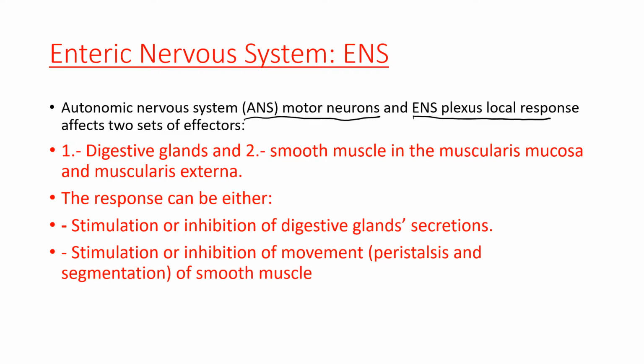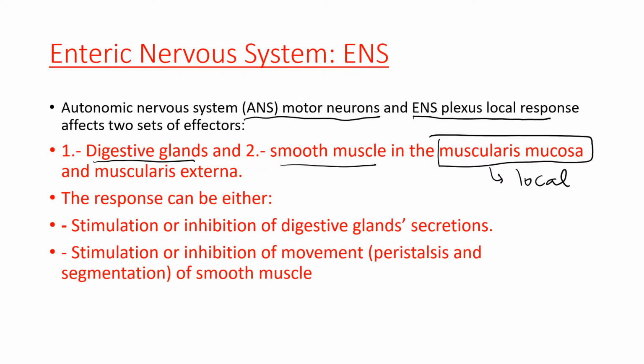The effects of stimulation will be carried out by two sets of effectors: digestive glands and smooth muscle. Smooth muscle is located in two places: the muscularis mucosa, which causes local movements, and the muscularis externa, which causes more profound movements, peristalsis, and segmentation.